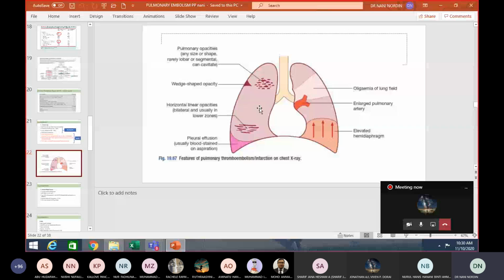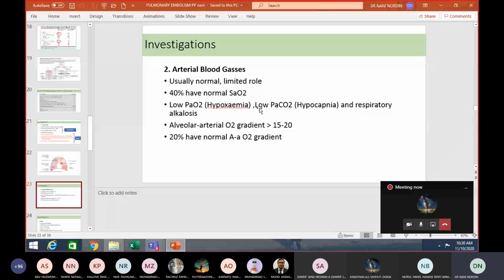So what are the investigations that you want to do? Because we say the patient is hypoxic, probably you detected that the SpO2 is low, so you want to do arterial blood gases. Again, usually it is normal. But if it were to be abnormal, you will have hypoxemia, low PaO2, hypocapnia, low CO2, so you have respiratory alkalosis.